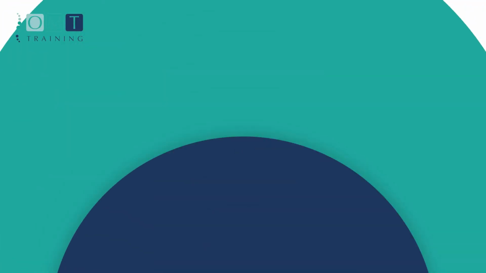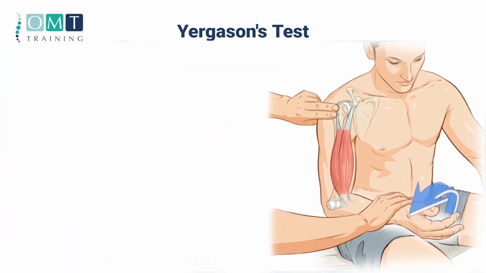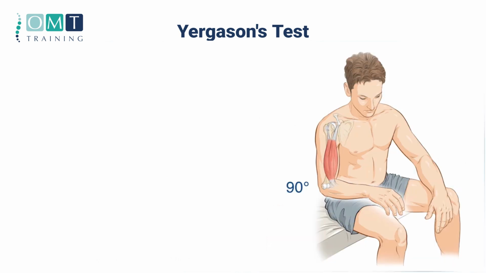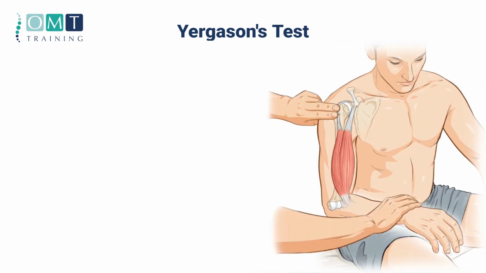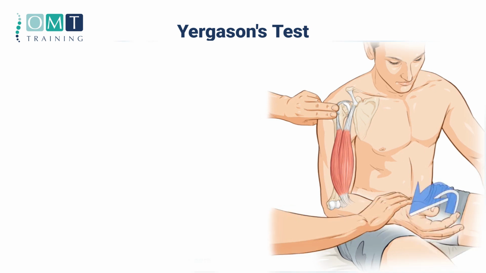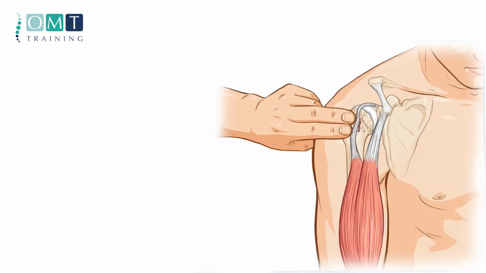In Yergason's test, the patient is asked to resist the supination. To perform this test, ask the patient to flex the elbow to 90 degrees and pronate the forearm. Grab the patient's wrist and ask them to supinate their forearm while you palpate the origin and insertion of biceps tendinopathy.